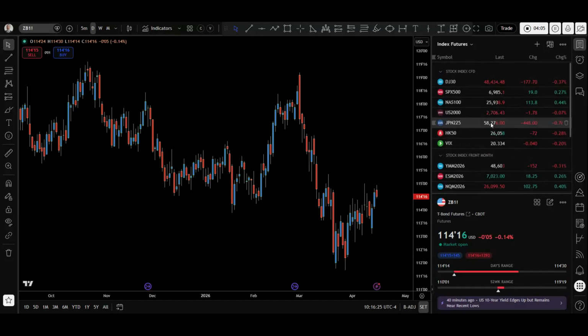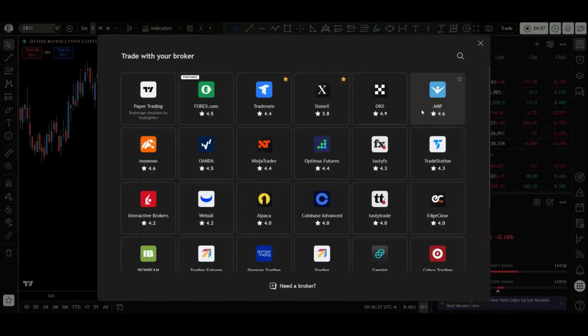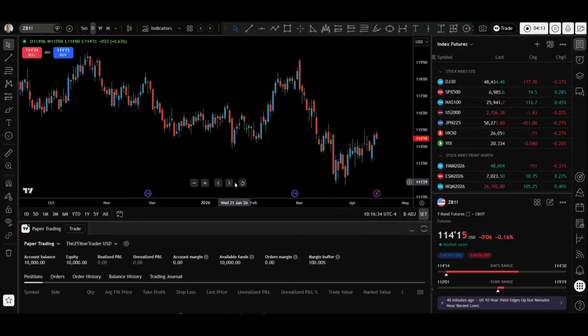And what happens is, let me just log in to show you. So I'm going to create a paper account real quick here. We'll do paper trading on TradingView, hit connect.